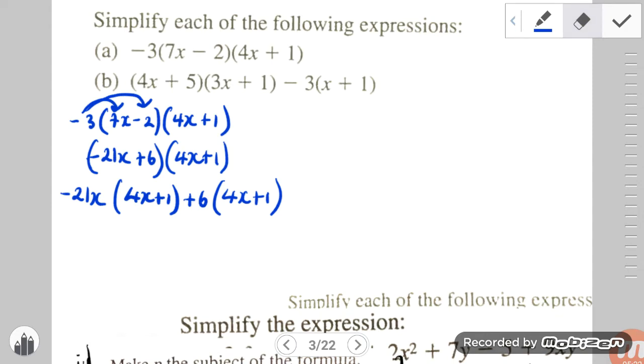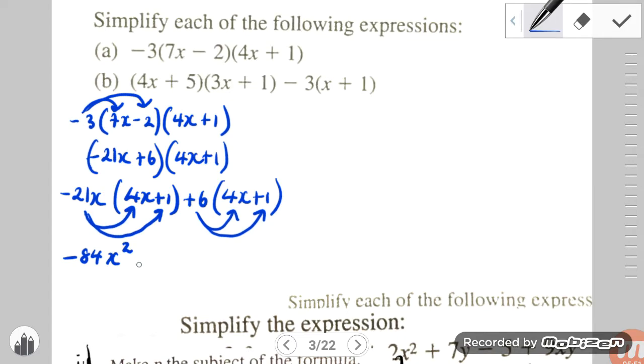So we do the same distribution process that we did at the start of this question. Negative 21 will multiply the 4x, and negative 21 will multiply the 1. 6 will multiply the 4x, and the 6 will multiply the 1 here. So we're going to end up with negative 21x times 4. The 21 times the 4 gives us negative 84. X times x is x squared.